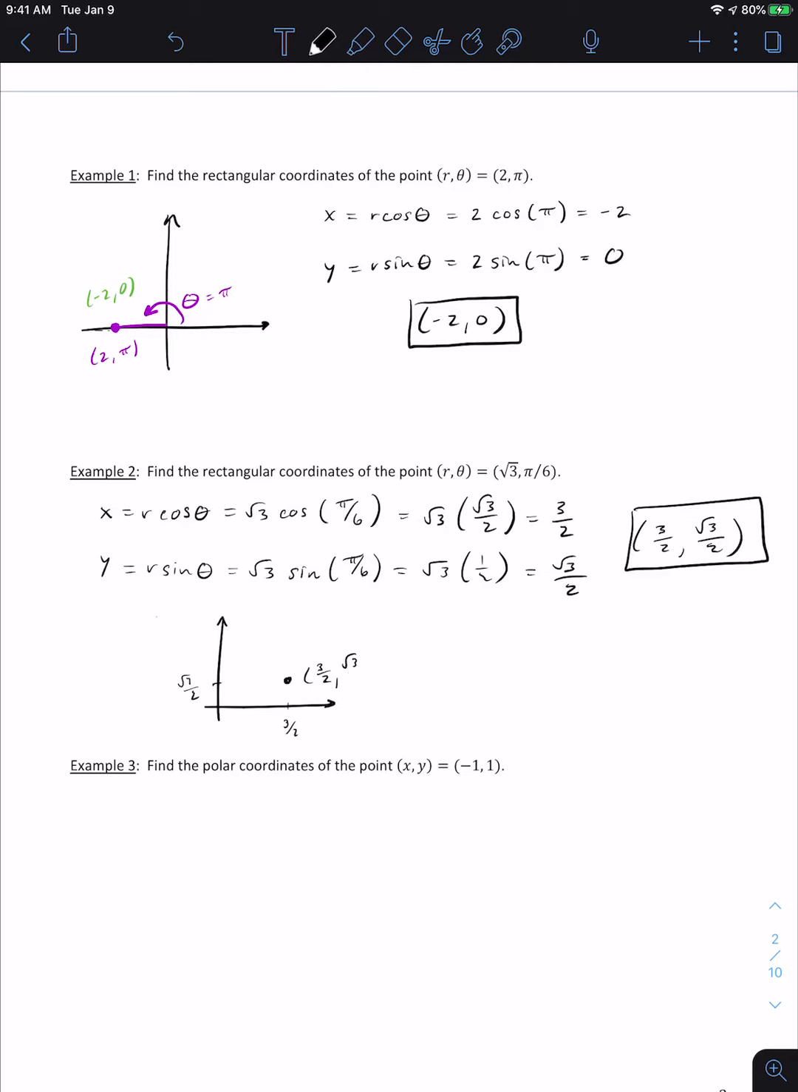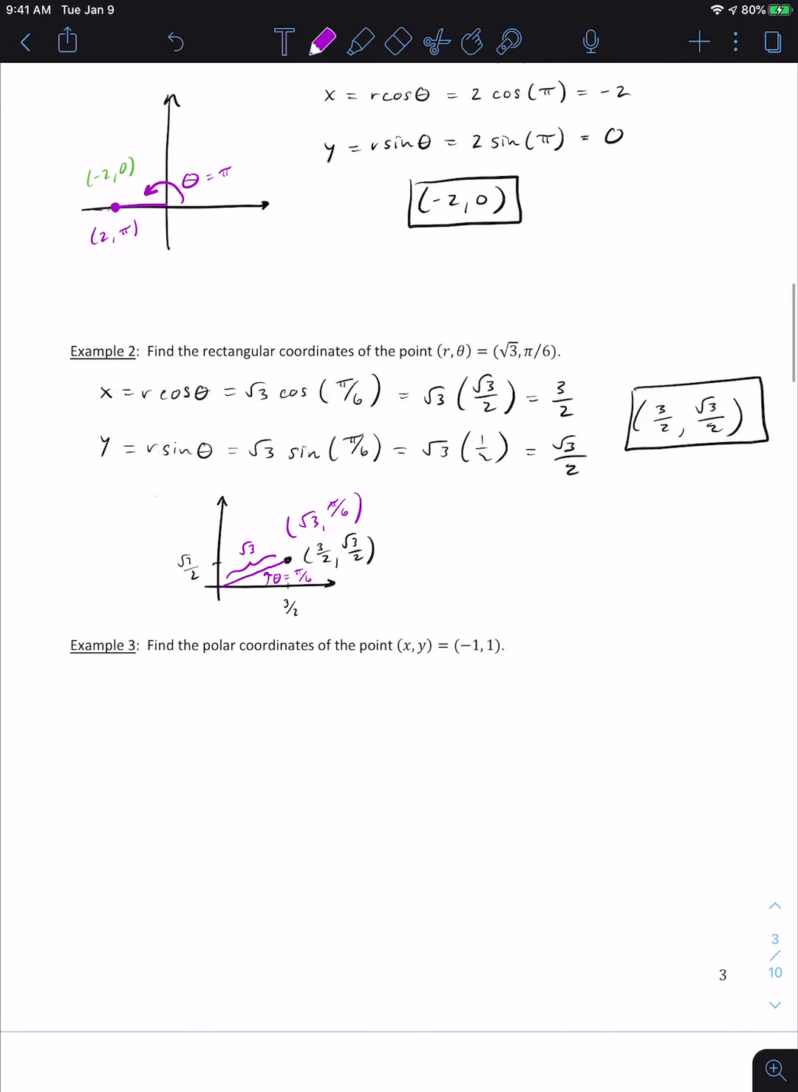Radical 3 over 2. And it's also the point, if I thought about it in the rectangular coordinate system, just like we kind of thought of here, this is a distance of radical 3, and this is a theta equal to pi over 6. Right, so this is also the point radical 3, pi over 6. So two different representations of it.